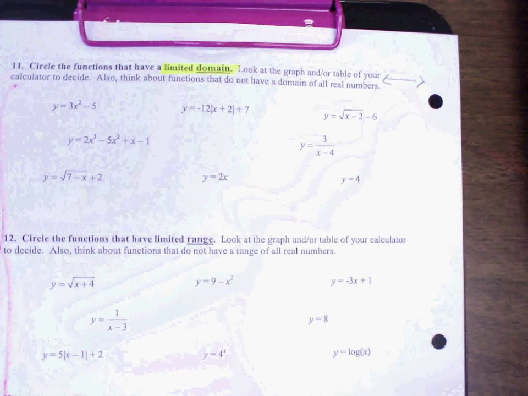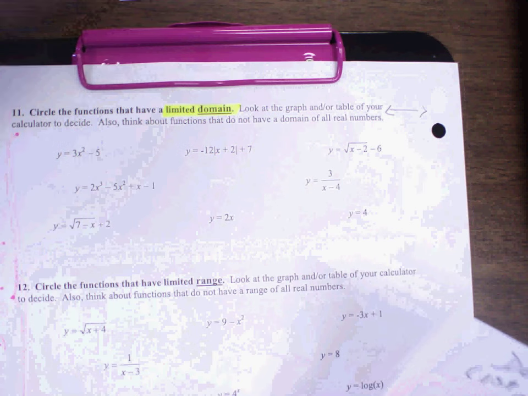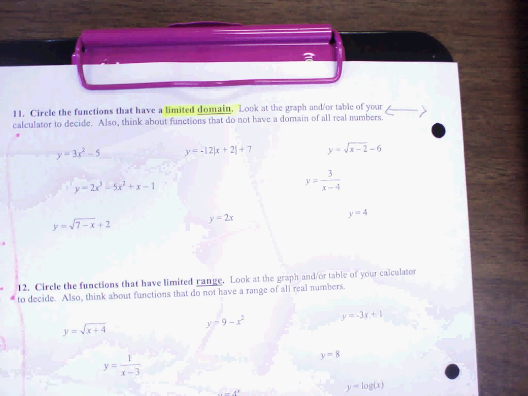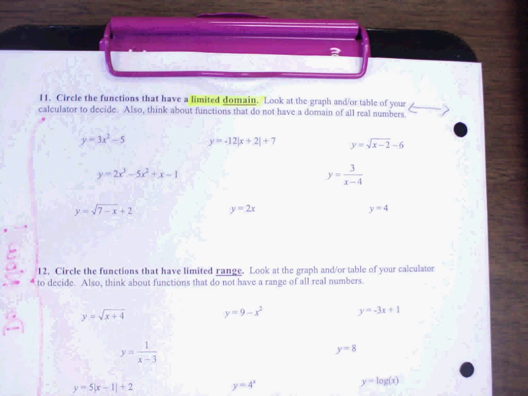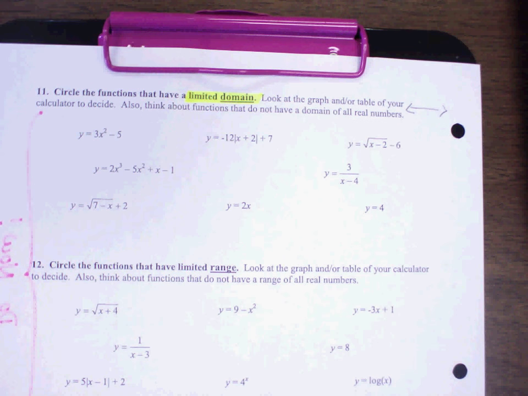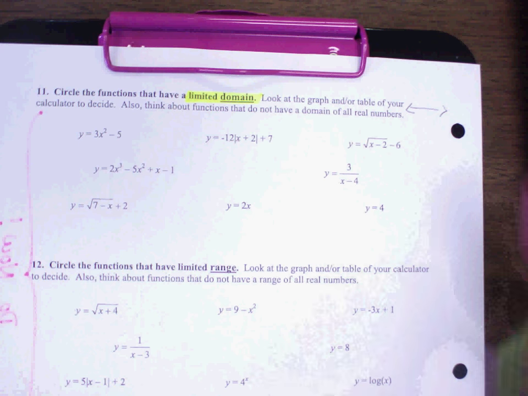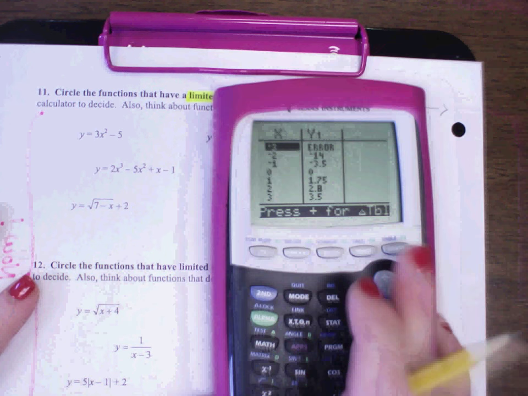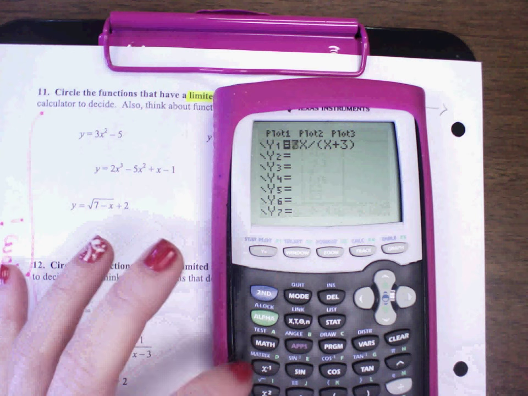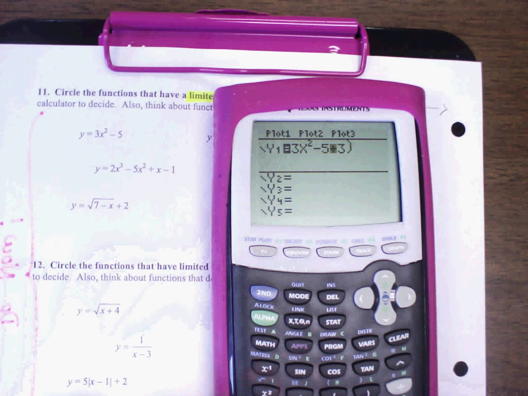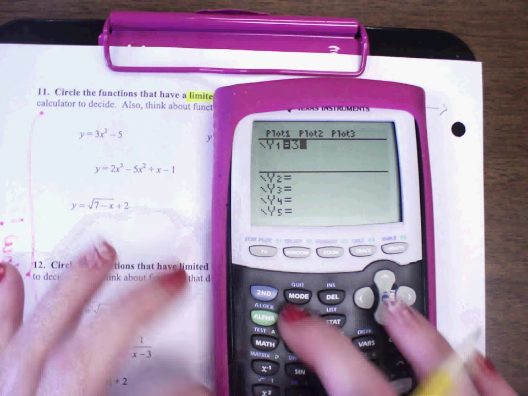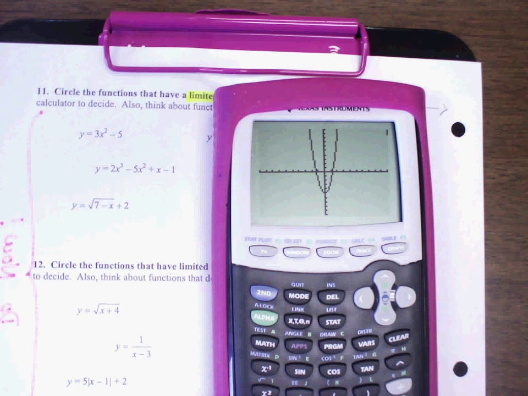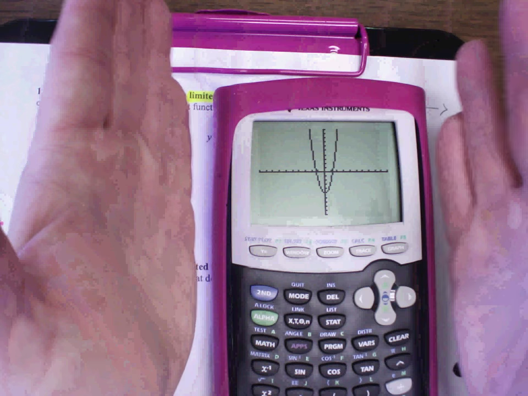All right, so let's go to the first one. Y equals 3x squared minus 5. And let's graph it. Any limitations on x? Can I constrain it? No, because it keeps growing. And as it keeps growing, what's going to happen to that top? It's going bigger, right? It starts really small and then it goes bigger, bigger, bigger. So that has no limitation. So that's not it.